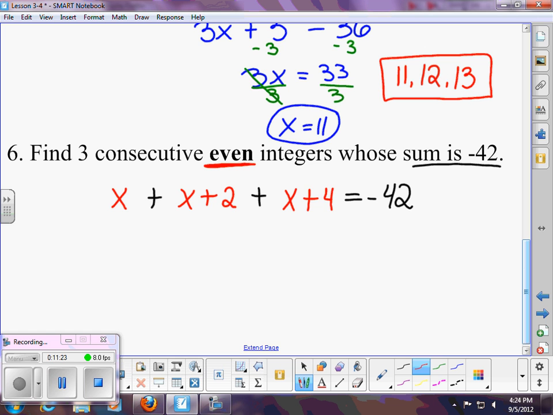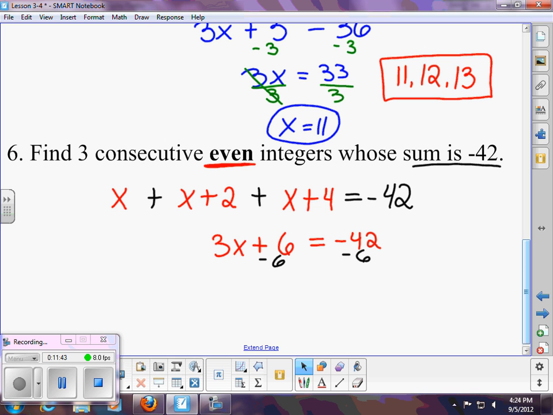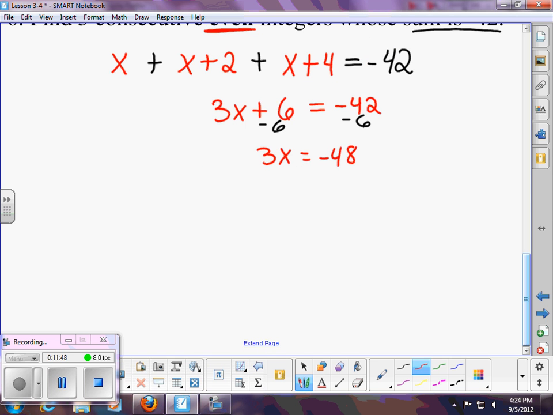So just like the previous problem, let's combine like terms. Combine your x's, there are 3 x's. Combine your constants, 2 plus 4 would be 6, equals negative 42. And solve. The opposite of adding 6 would be subtracting 6. That would give us 3x equals negative 48. And lastly, divide by 3. We get x is equal to negative 16.